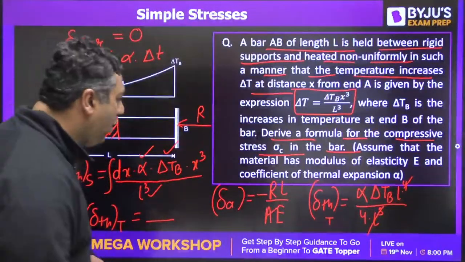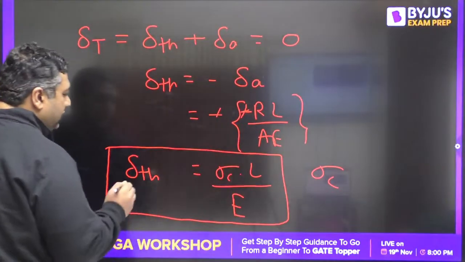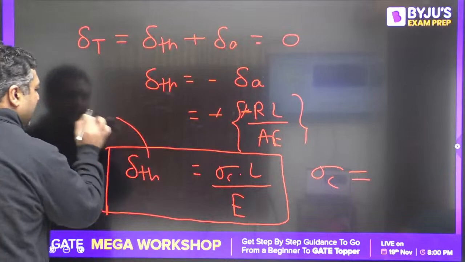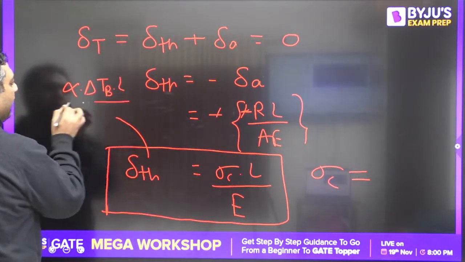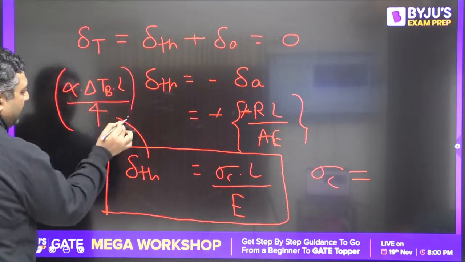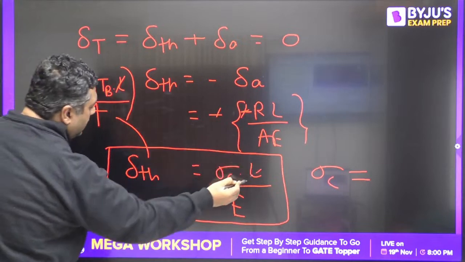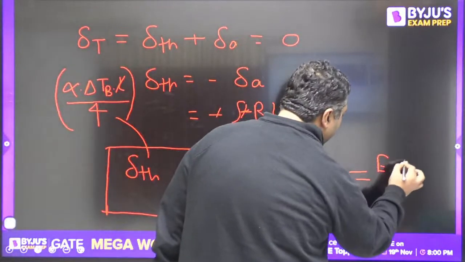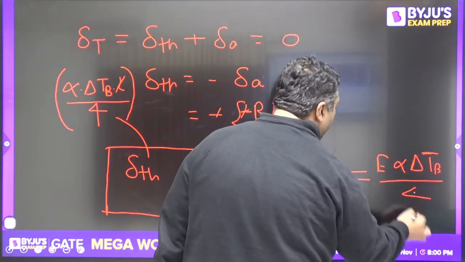Very good, Vineet. बहुत ही बढ़िया. Alpha delta TB L by 4. Alpha delta TB L by 4. You need to find out this. This is alpha delta TB L by 4. You need to equate this with sigma C. L will get cancelled out. Okay, and you would be getting the answer to be E alpha delta TB by 4.